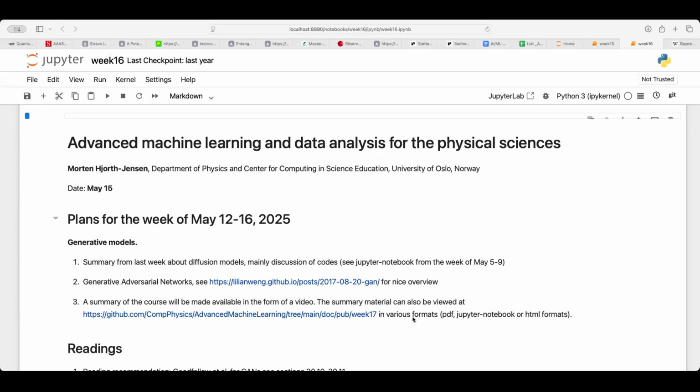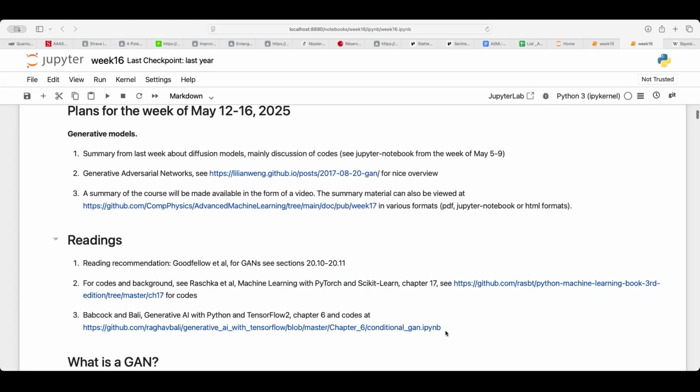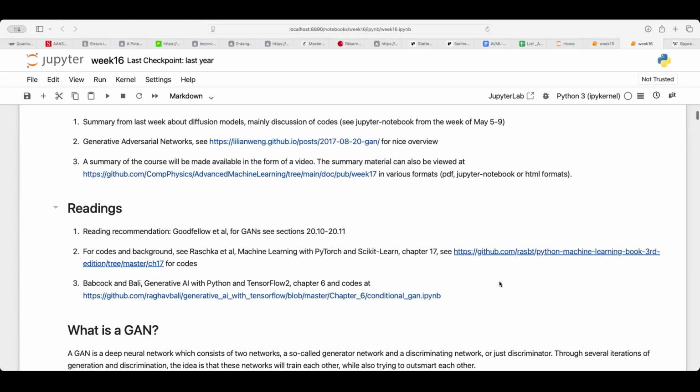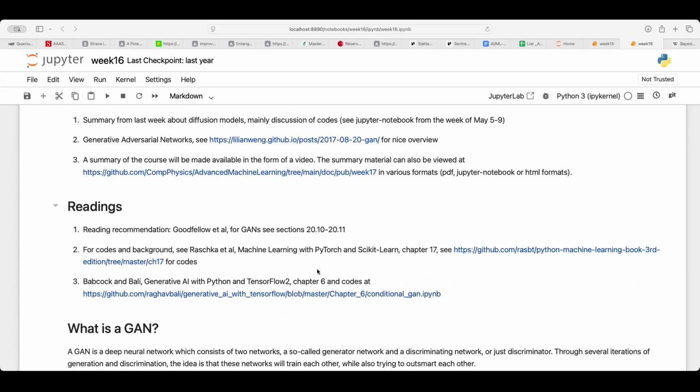So the last topic of the semester is going to be generative adversarial networks. I will jump a little bit between the slides from last week and this one, because I also wanted to say something about the codes for the diffusion models. But before we do that, I wanted to sneak in a kind of summary about the generative methods.